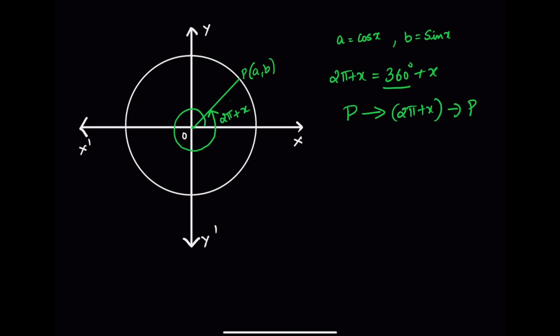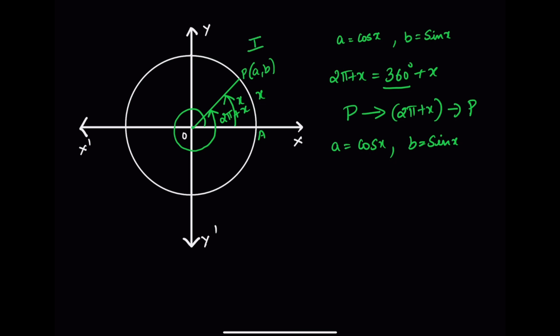So basically, the angle formed with the x-axis is x, because arc AP forms an angle of x. Now in the first quadrant we know that A is equal to cos x and B is equal to sin x, because both the x coordinate and the y coordinate are positive in the first quadrant.